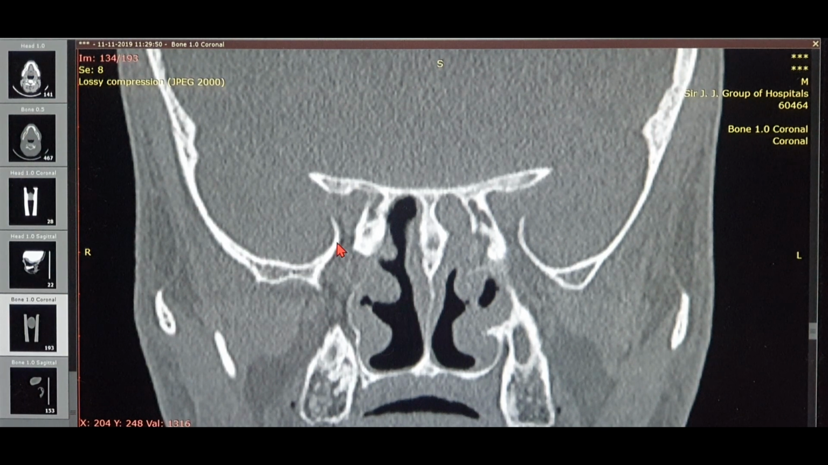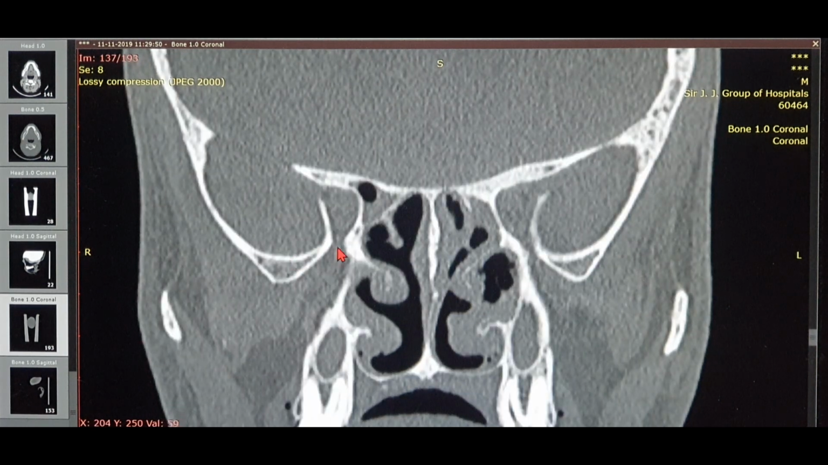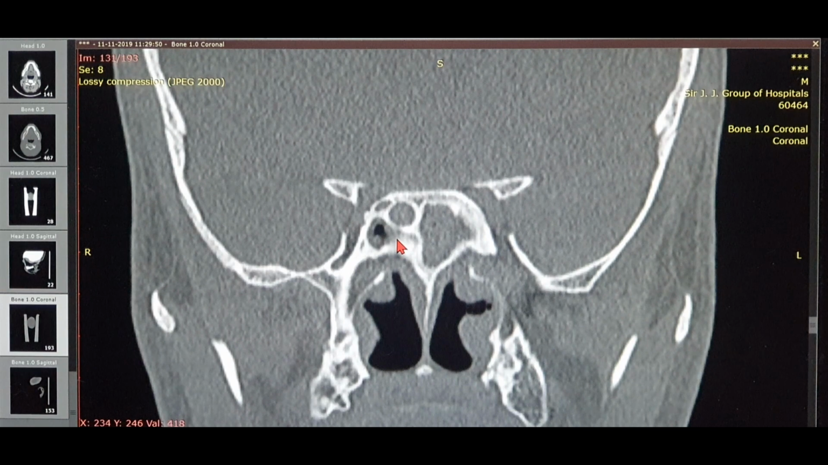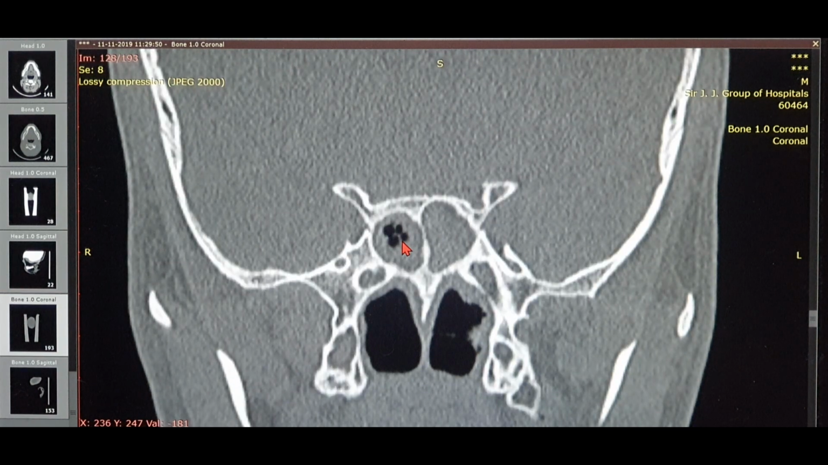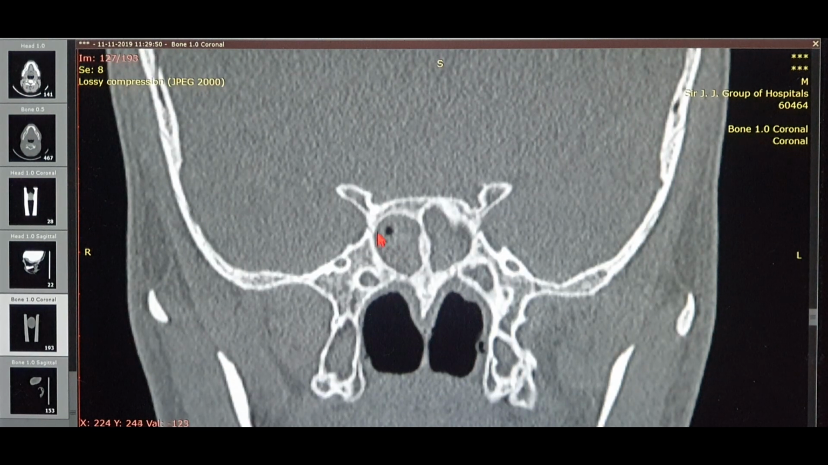If on a CT scan they ask you to localize the cavernous sinus, you just have to follow the sphenoid sinus. The lateral wall of the sphenoid sinus is nothing but the cavernous sinus. So the cavernous sinus is over here somewhere. If you remove the lateral wall of the sphenoid sinus, you're going to land up in the cavernous sinus.